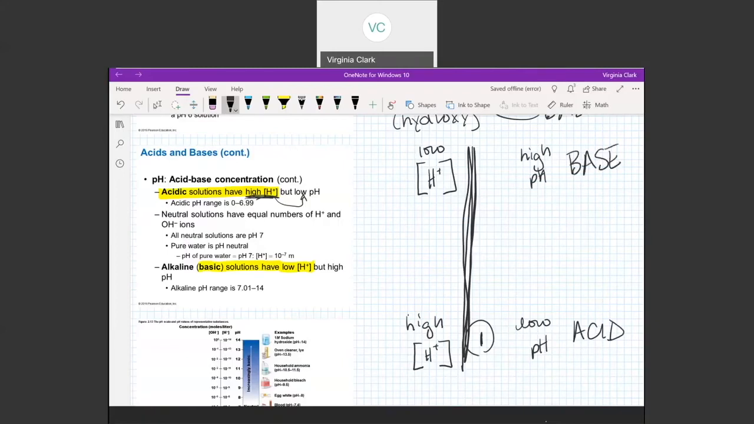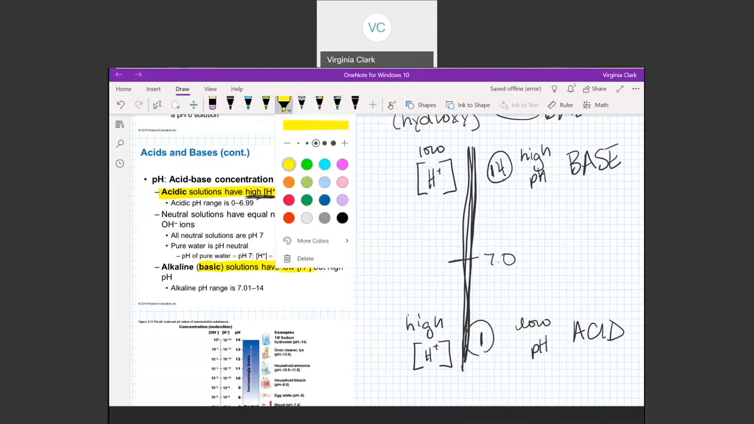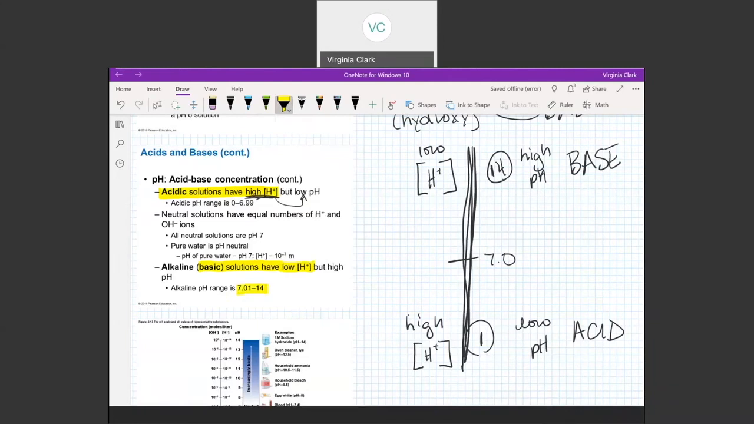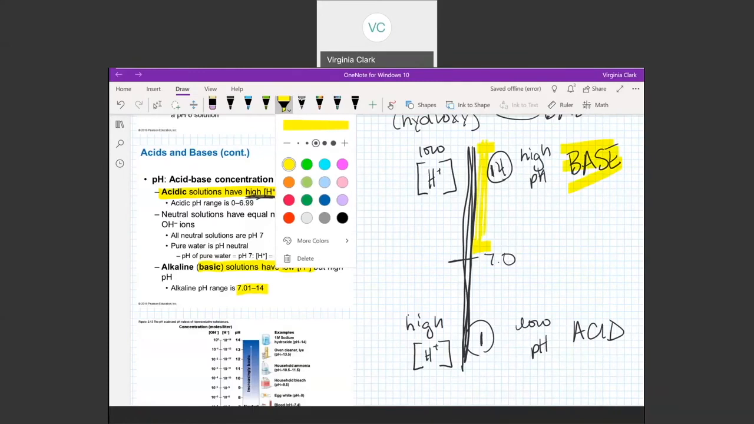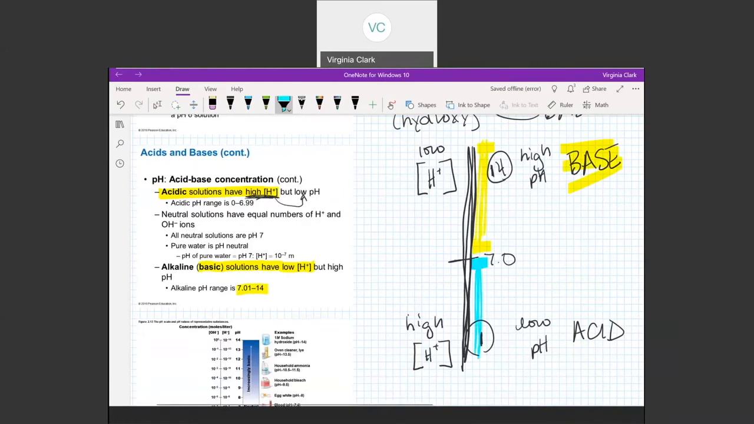So the scale goes from 1 to 14. Right in the middle between 1 and 14 is going to be 7.0. So what this is saying is that something that is basic is going to have a pH of 7.01 to 14. Anything that is basic is going to be on this side of the scale. Whereas anything that is not basic but considered acidic will be on this side of the scale. And this will be an acid. So that's how the scale actually works.